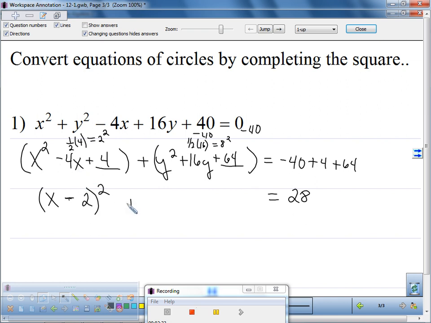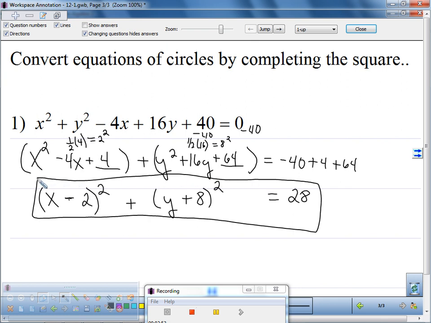Now, we're going to do the same thing here. It's plus this time because the 16 is plus. So that's where the sign comes from. And then taking the square root of this is 8 squared. And so that's the equation of this circle.